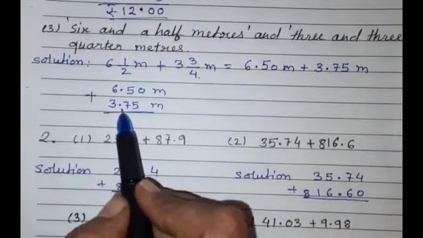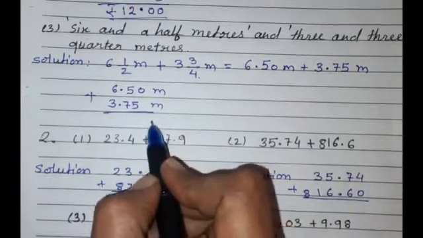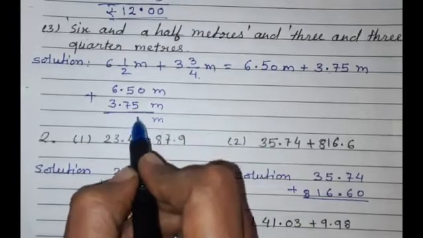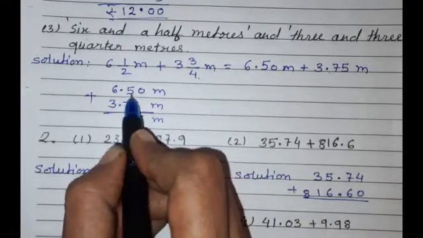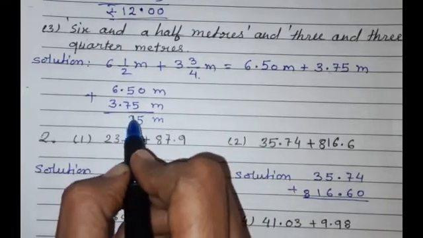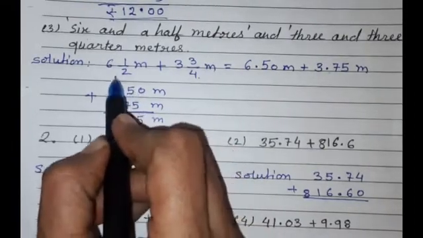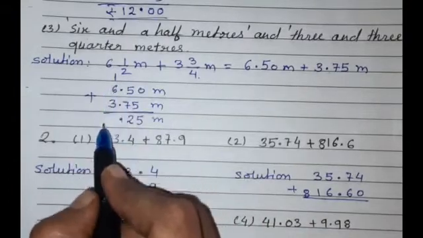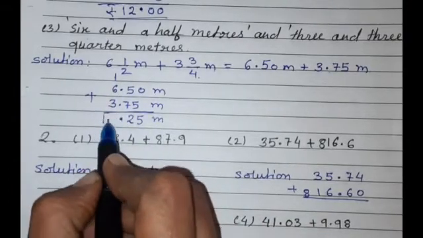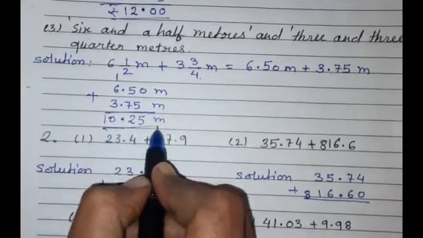Now add both the values. 6.50 meter plus 3.75 meter. Here write meter as it is. 0 plus 5 is 5. 5 plus 7 is 12. So write here 2. Now decimal as it is. Now carried 1. 6 plus 1 is 7. 7 plus 3 is 10. So answer is 10.25 meter.